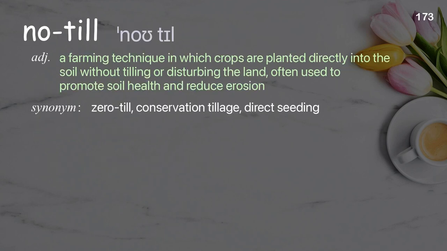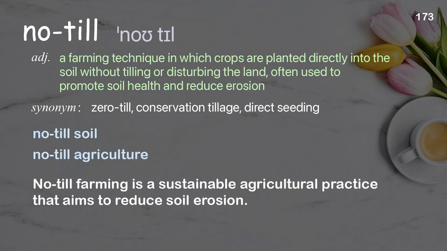No-till. A farming technique in which crops are planted directly into the soil without tilling or disturbing the land, often used to promote soil health and reduce erosion. Examples: no-till soil, no-till agriculture. No-till farming is a sustainable agricultural practice that aims to reduce soil erosion.